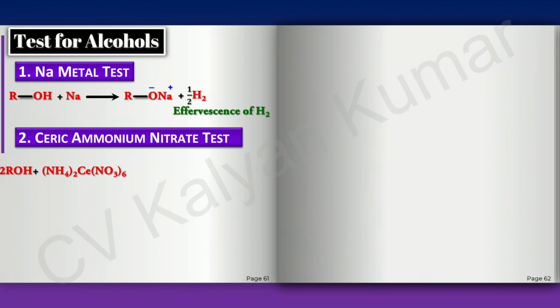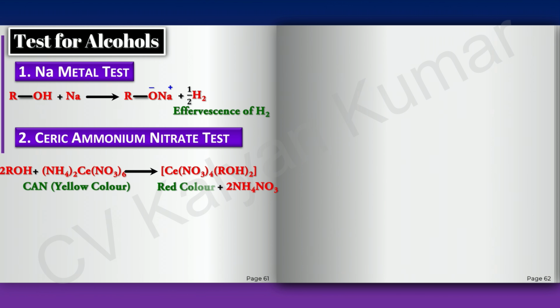Alcohol will react with ceric ammonium nitrate to give you a complex. You don't have to remember the reaction as such. Just the fact that the yellow colored ceric ammonium nitrate will become a red colored complex. And if this color were not red, if it was blue or blue-black, it will be phenol. But remember, not all alcohols give this. Generally, alcohols up to 6 carbon give this test.